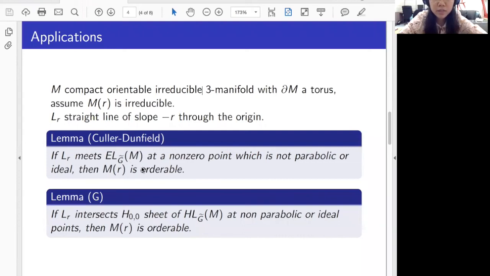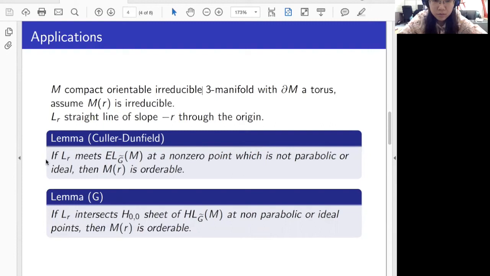Next, I will talk about the applications of the translation extension locus and the holonomic extension locus of a knot complement. Let L sub r be a straight line of slope minus r through the origin in R^2. Be careful, it's this minus sign here. Then the following lemma by Culler and Dunfield says that if L sub r meets the translation extension locus at a non-zero point, which is not parabolic or ideal, then the Dehn filling of M along slope r is orderable.